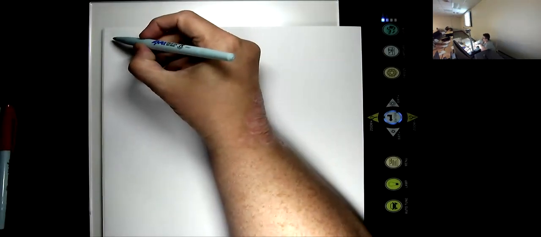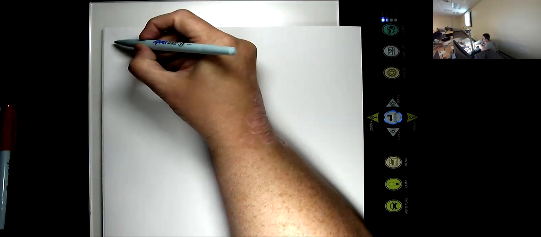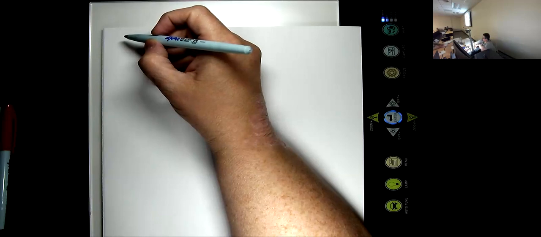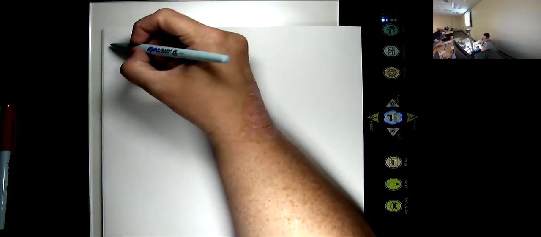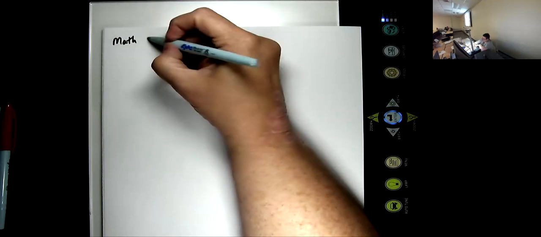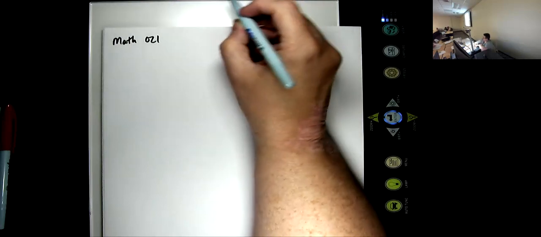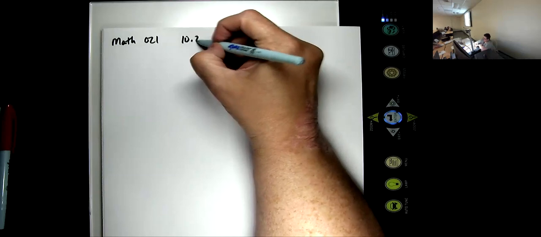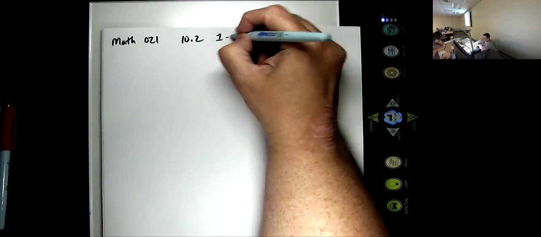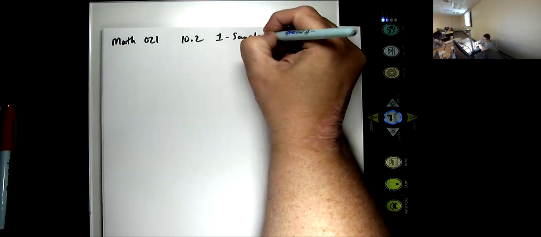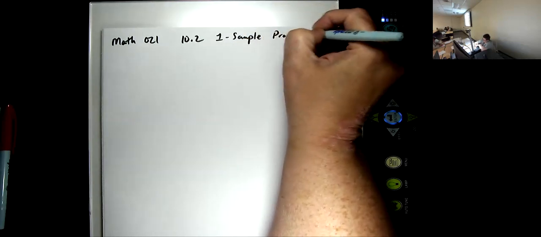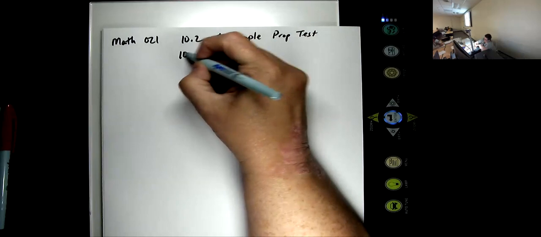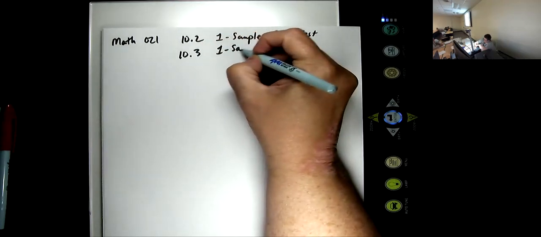All right, everybody, welcome back. We're almost there. There's only a few chapters left. There's only 8 sections left. I know there's 8 sections left because there's 8 hypothesis tests left. And we're doing 2 of them today. We're going to do 10.2, which is on one sample proportion test. And 10.3 is on one sample mean test.